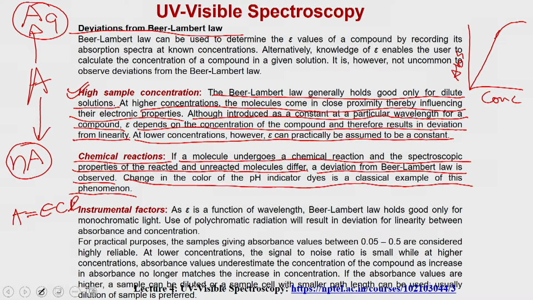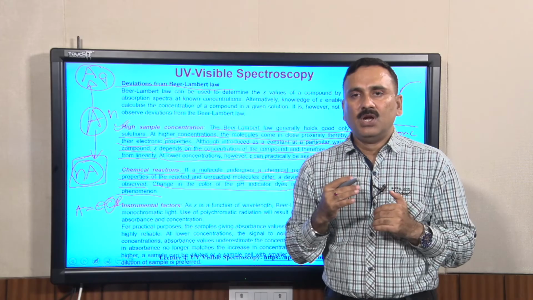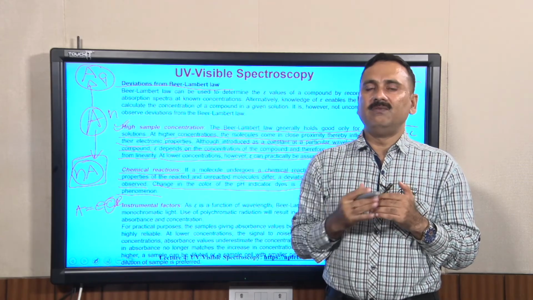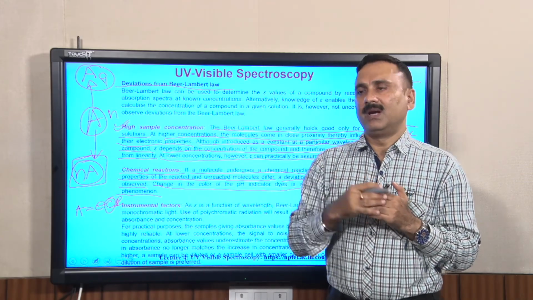If n molecules of A become one molecule, then the concentration of the particular A is going to be reduced by n times. Similarly, if A is going to be polymerized and will give you An, then also there will be a change in concentration. So that is also going to give you a deviation from the Beer-Lambert law.